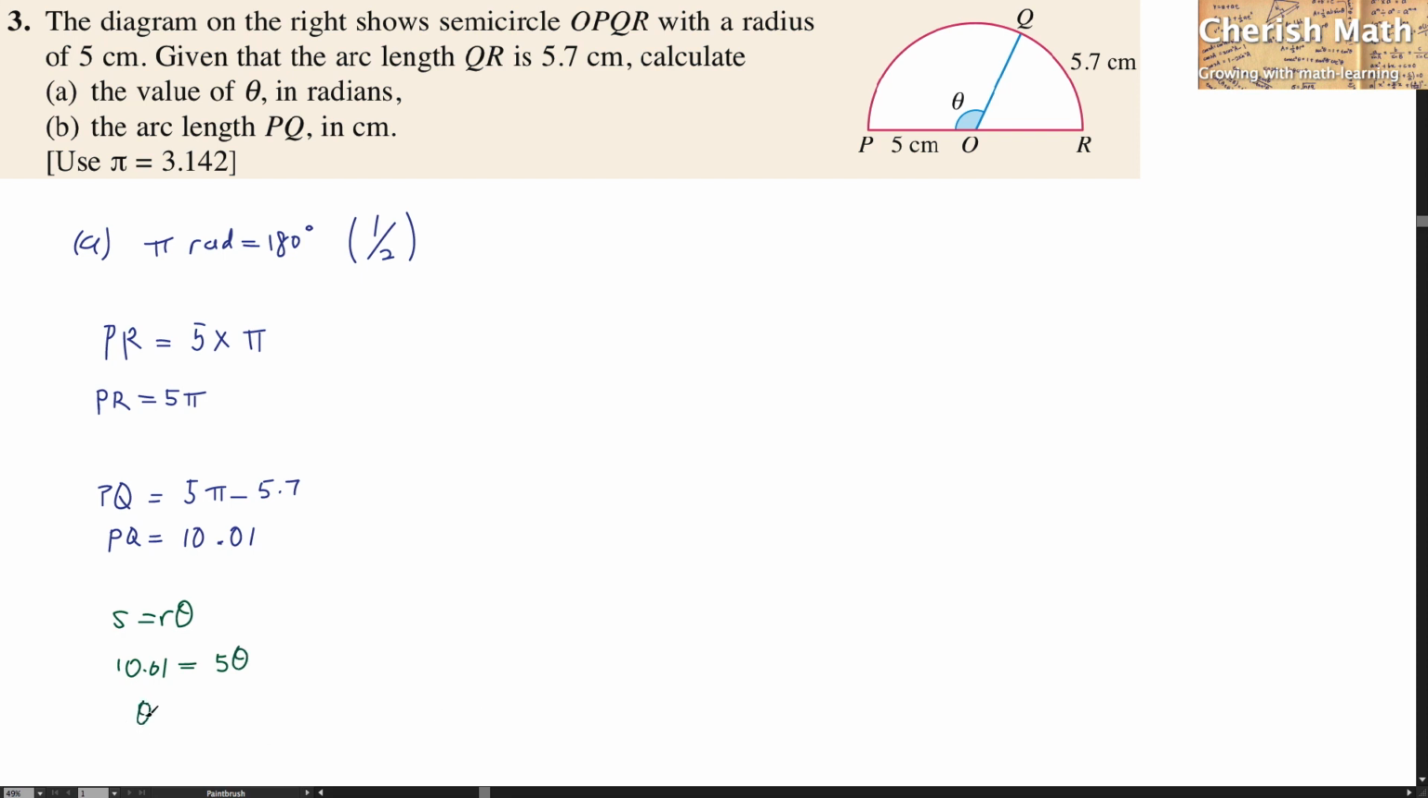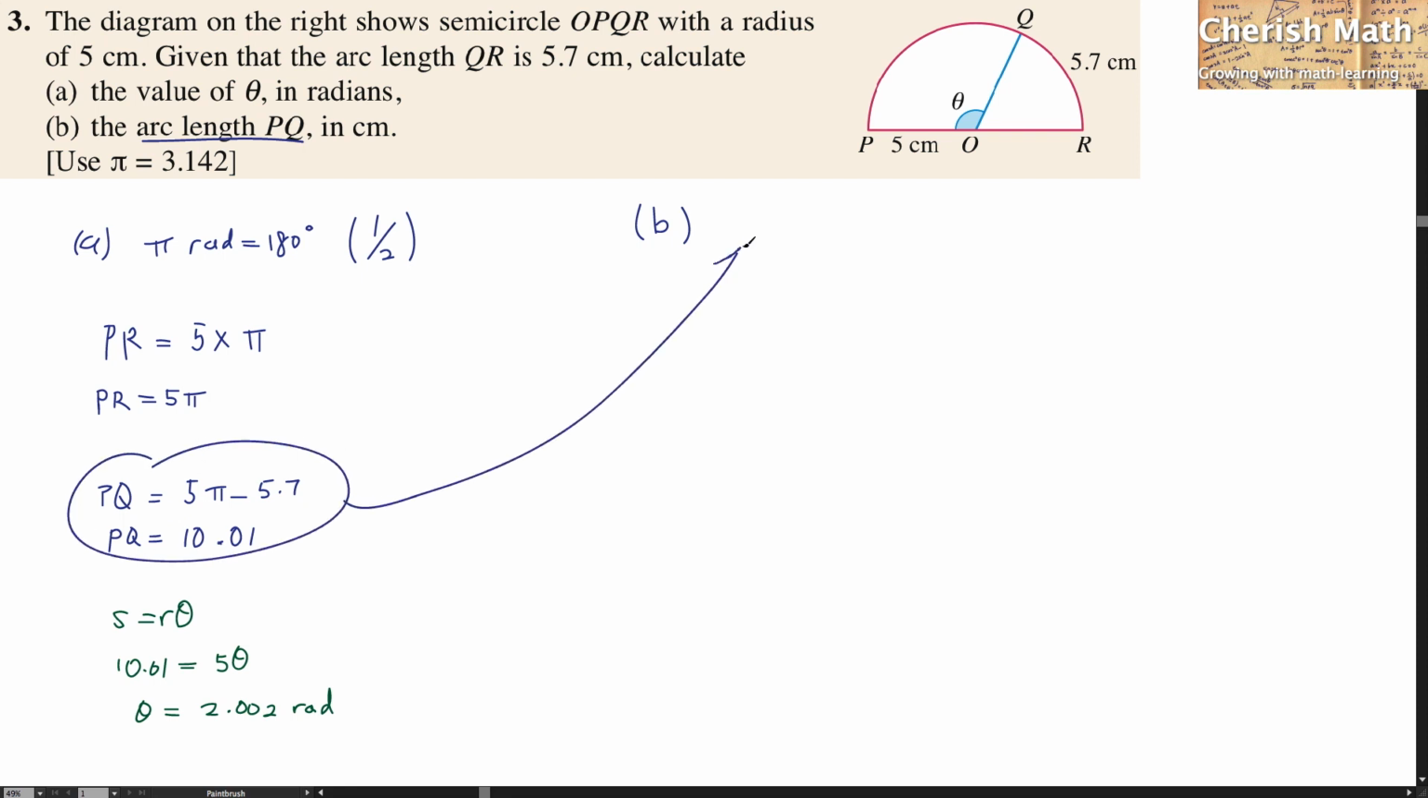And now, what is the value of theta here that I'm getting? It is in fact 2.002 radians. To solve for part B, which is the arc length of PQ, this is the answer that I have solved earlier. And I have completely solved the problem here.